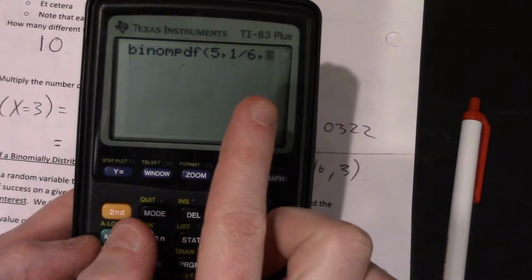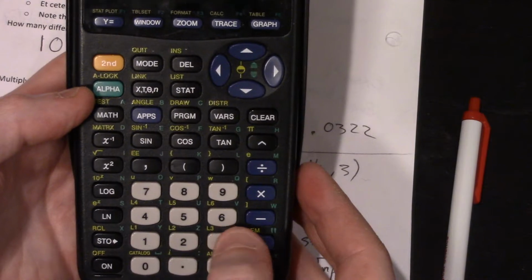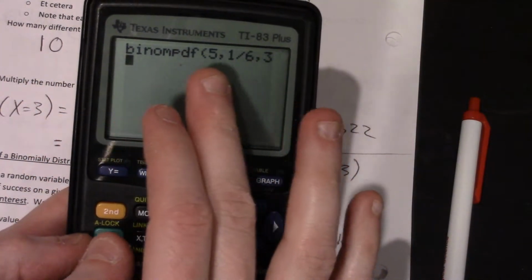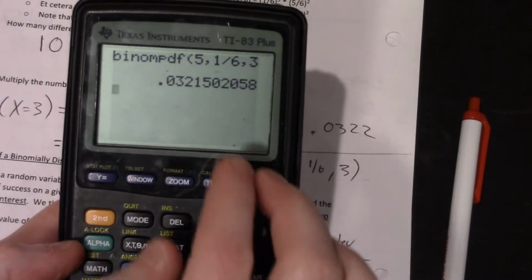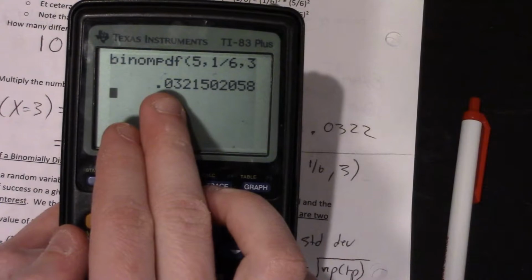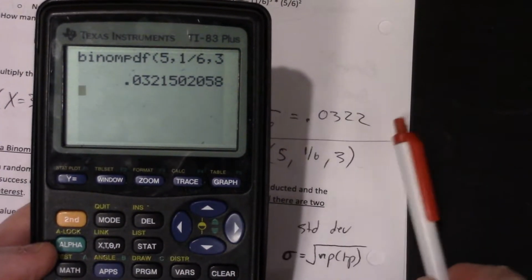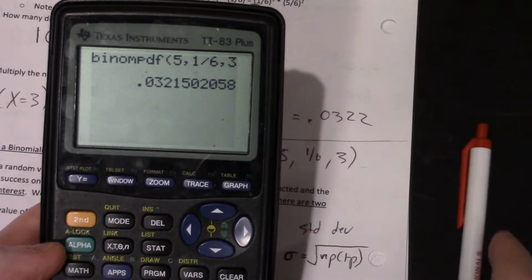And then lastly, little x. How many successes do we want? Well, we wanted 3. You don't have to put the closing parentheses. You can just press enter. And you get 0.0322, which is just what we got by doing it by hand. Okay, pretty neat. We can check a couple more of these.